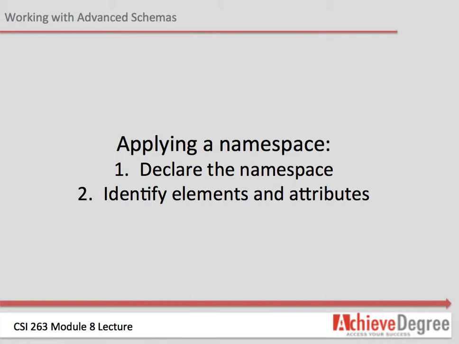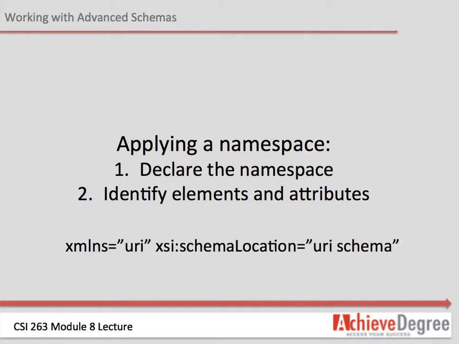To declare and apply a namespace to a document, you add these attributes to an element in the document, where URI is the Uniform Resource Identifier of the namespace and schema is the location and name of the schema file. The number of namespace attributes that can be declared within an element is unlimited.